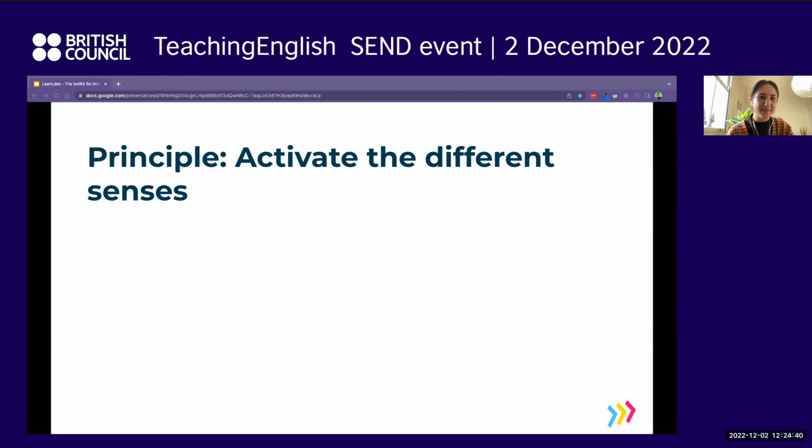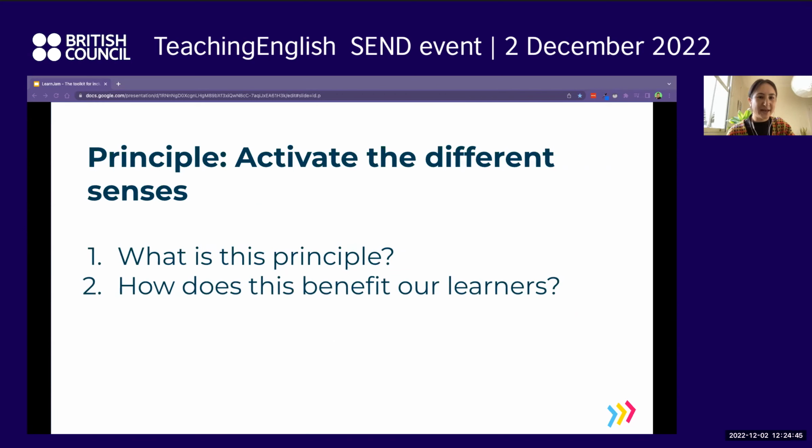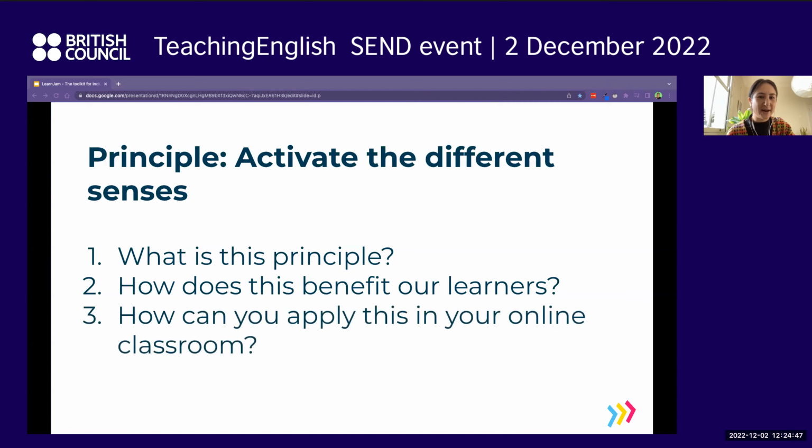So this principle, I'm going to tell you, what is this principle? How does this benefit our learners? And how can you apply this in your online classroom?